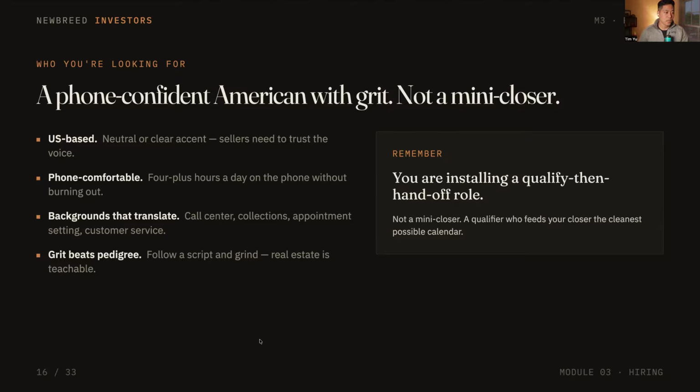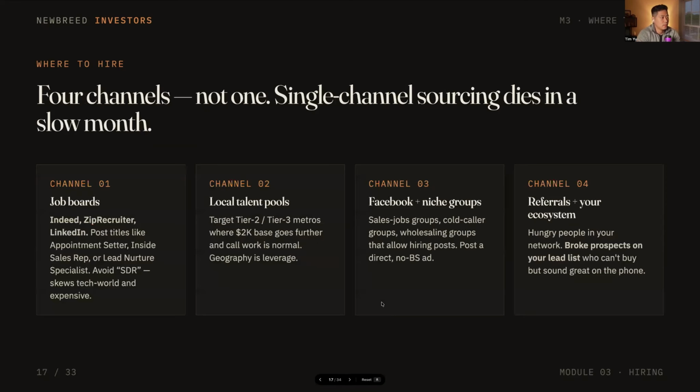Okay. And at the end of the day, remember, you are installing a qualify-then-handoff role. Okay, I like to stress this a lot. You are not finding a closer, right? You're finding a qualifier who feeds your closer the cleanest possible calendar. So if I'm only giving you 3 appointments a day, I want to make sure those 3 appointments are dialed in. That's my setter's mentality.